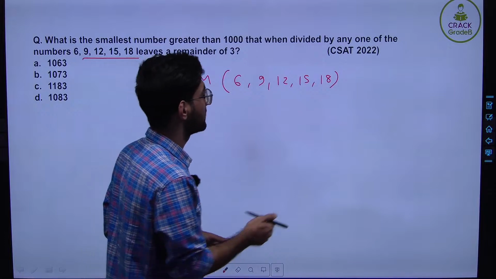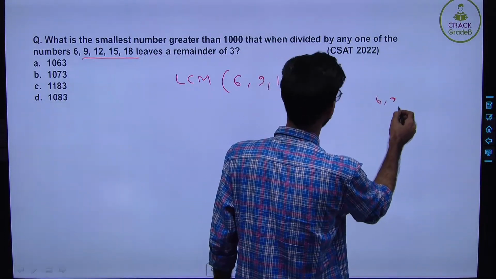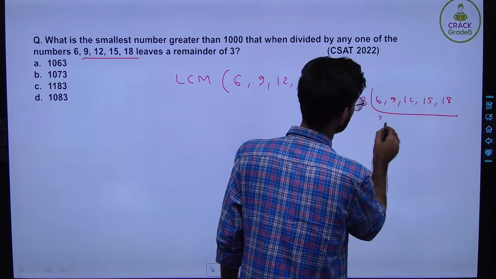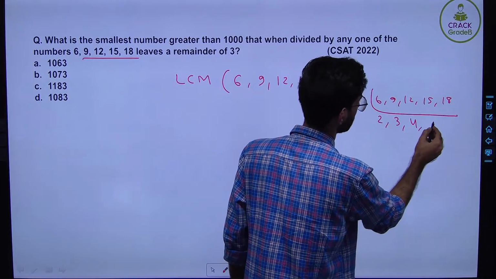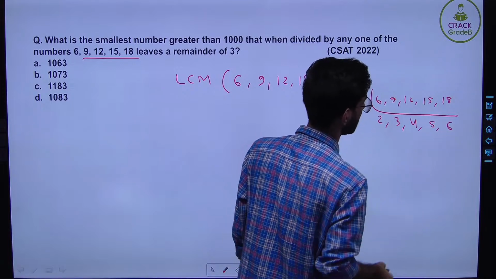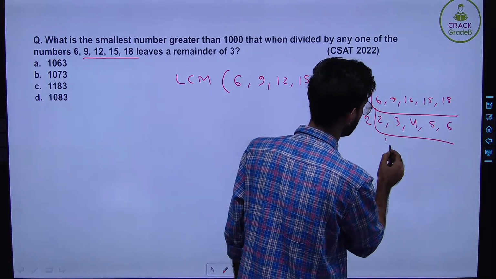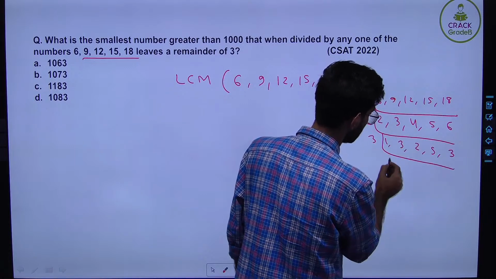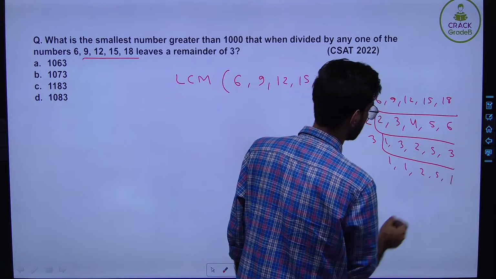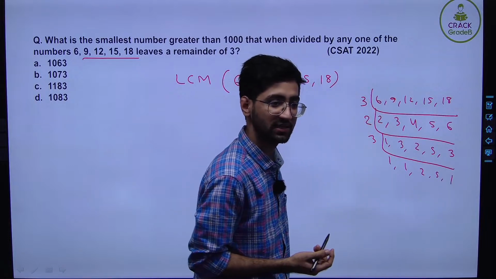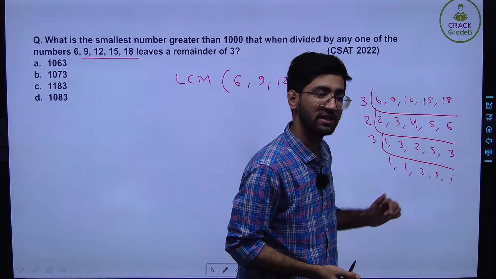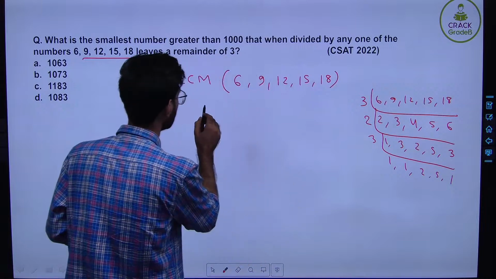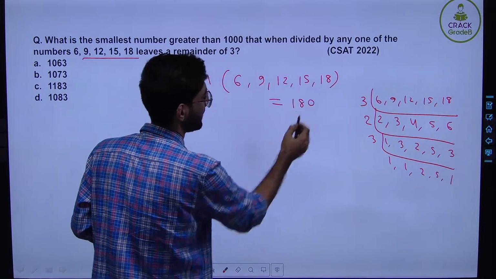180. Okay. We can find that for 6, 9, 12, 15 and 18. So 3 into 2, 3 into 3, 3 into 4, 3 into 5, 3 into 6. Then 2 into 1, 3, 2, 5, 3. So 3 into 1, 2, 5, 1. 3 into 2 is 6, 6 into 3 is 18, 18 into 2 is 36, 36 into 5 is 180. Basically the LCM will be equal to 180.